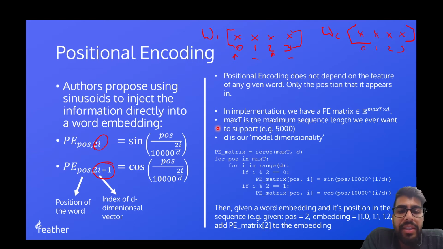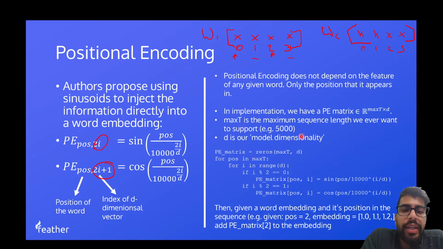The reason that I made this distinction is because the positional encodings are fixed. As I said, it doesn't matter what the word actually is. It just matters what the position of the current word is. We just want to say word 1 is word 1, word 2 is word 2, word 3 is word 3, and inject that position encoding into the transformer. So once again, the feature of the word doesn't actually matter.